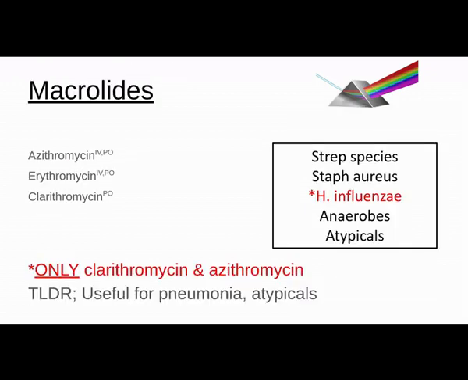Now, moving on from beta-lactams, we have macrolides. In a one-liner, macrolides are for pneumonia. They cover almost all organisms you would find in community-acquired pneumonia and cover nothing else.